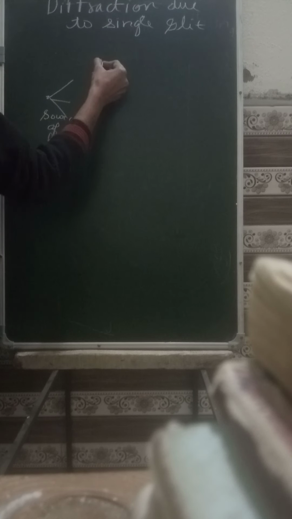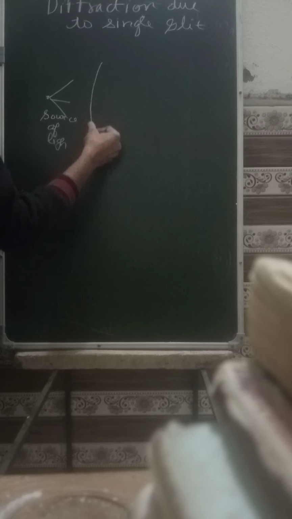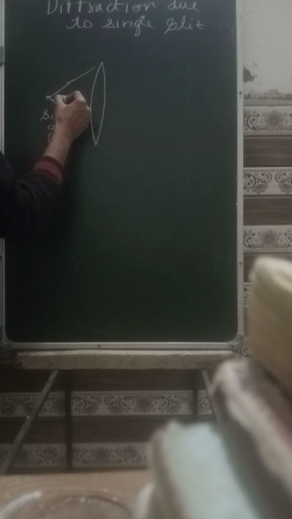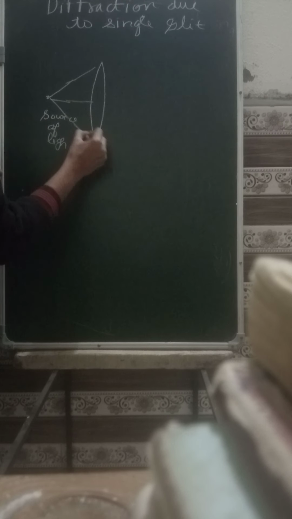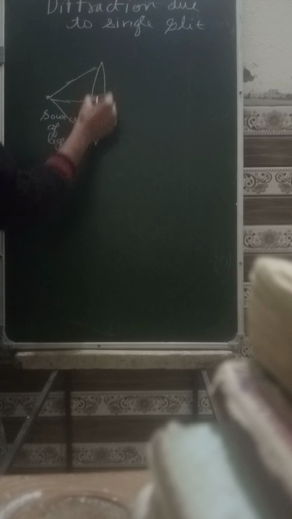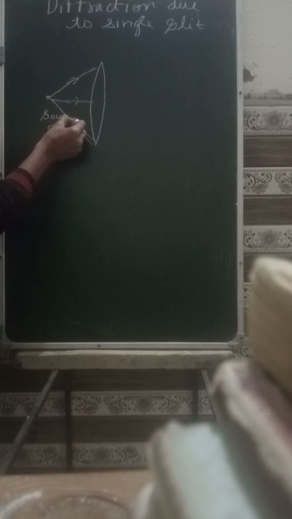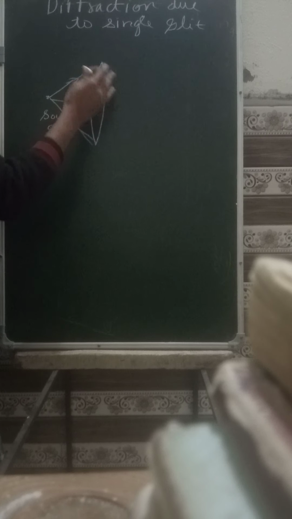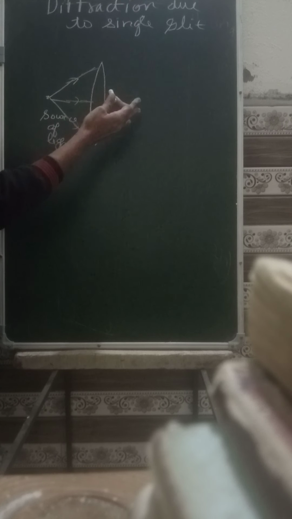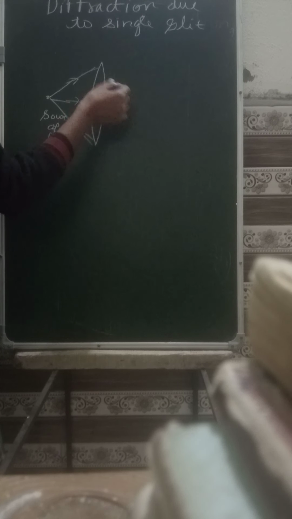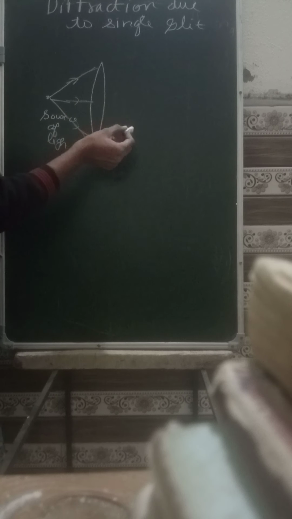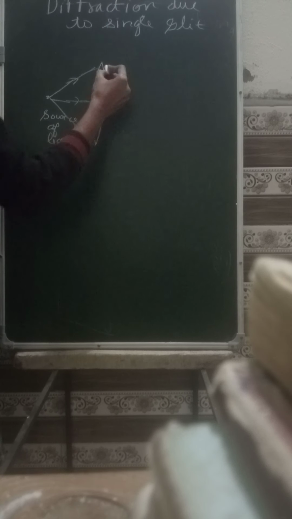After this, we take a lens. Now, why have we taken this lens? We have taken this lens so that we can get a plane wavefront. When these rays pass through this lens, we are going to get a plane wavefront, because we already know that a lens in such a condition is going to provide us a plane wavefront.